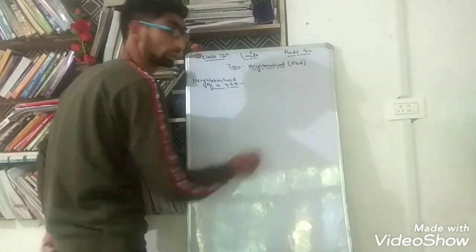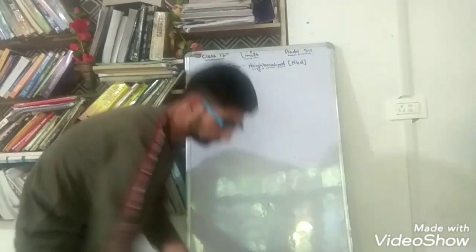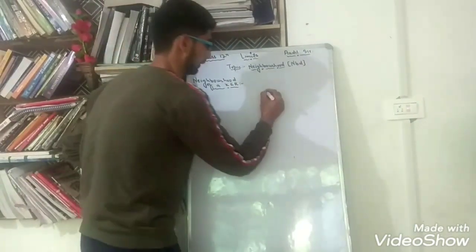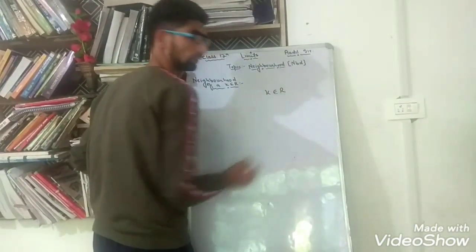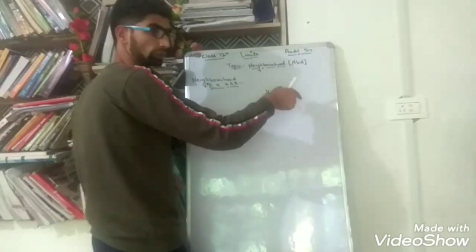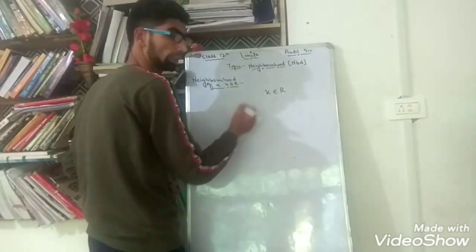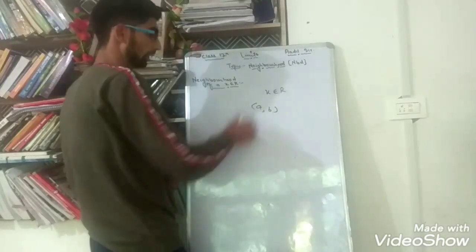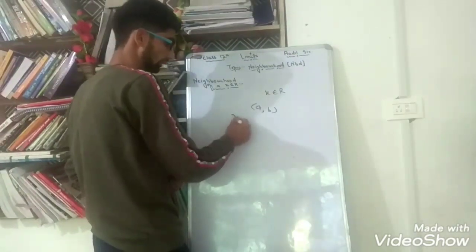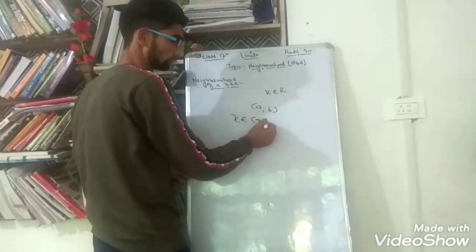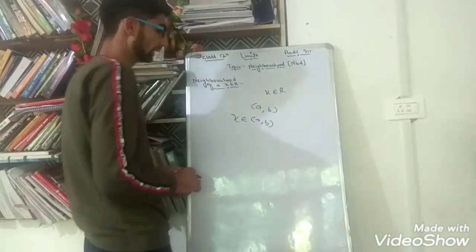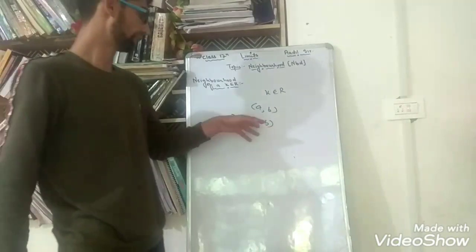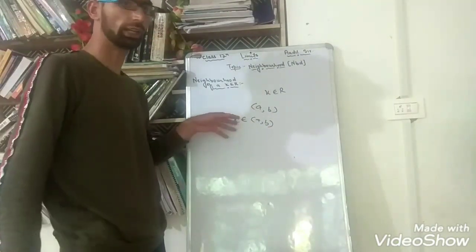Now we are defining this neighborhood. If we have x belongs to R, and for this x we are getting an open interval (a, b) such that this x belongs to this (a, b), then we say that this open interval (a, b) is a neighborhood of this x.